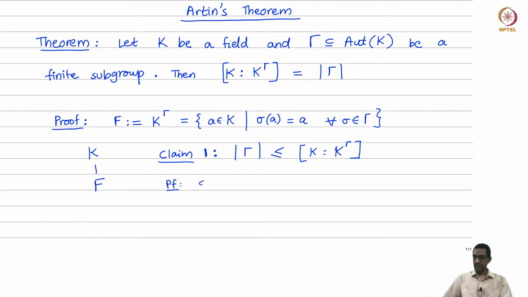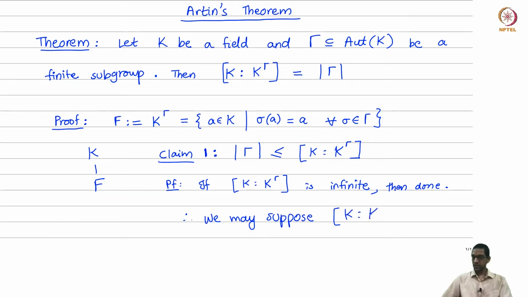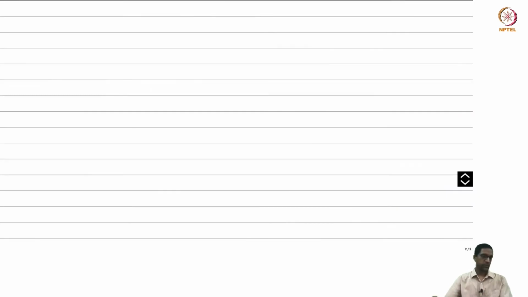First observe, if the degree of the extension is infinite, then of course this is trivially true. There's nothing to do, we are done, because the cardinality of Γ is finite, and the degree is infinite, so there's really no content there. Therefore we may suppose that the degree of this extension is finite. So it's a finite extension, and we make that assumption.